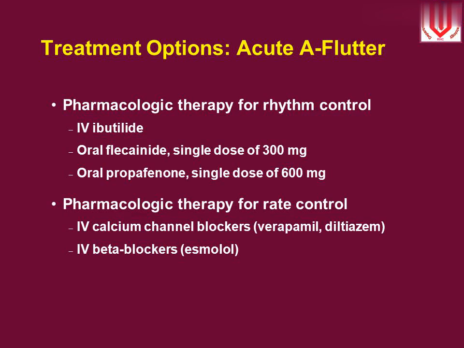Treatment options: acute atrial flutter, pharmacologic therapy for rhythm control: ibutilide, oral flecainide, single dose of 300 mg, oral propafenone, single dose of 600 mg. Pharmacologic therapy for rate control: calcium channel blockers, verapamil, diltiazem, and beta blockers, esmolol.